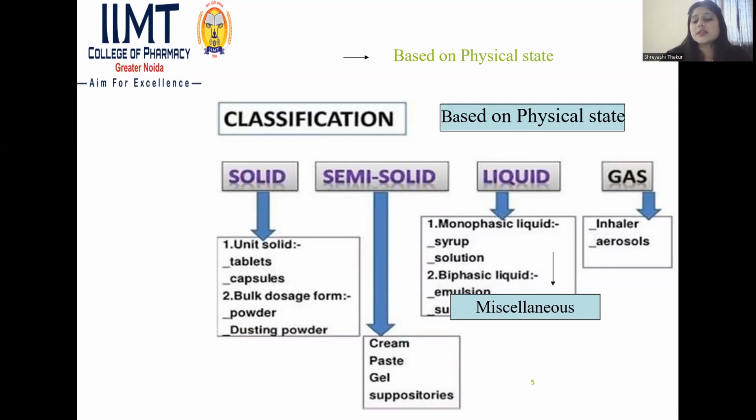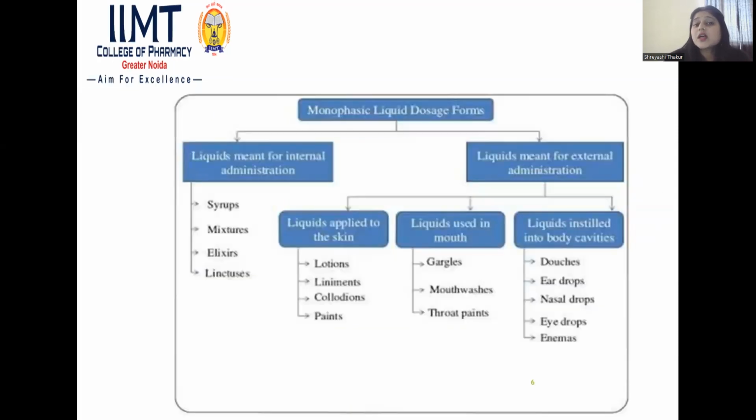The next one is gaseous dosage form. Inhaler is the best example of gaseous dosage form, which is generally used by asthmatic patients. Then come to my next slide.